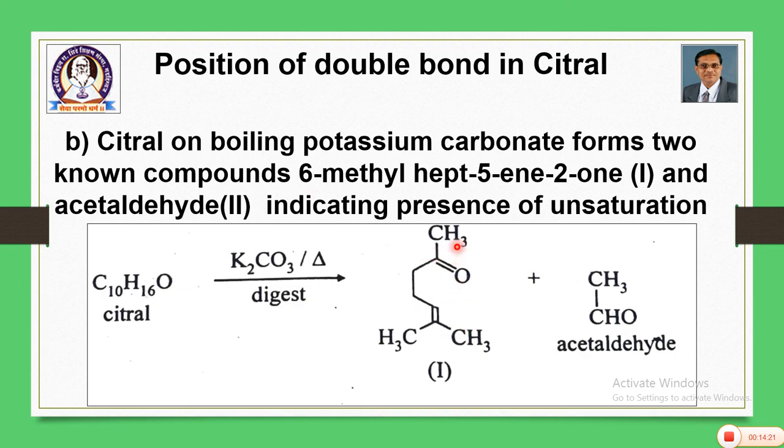6-methyl. So, when we begin from this 1, 2, 3, 4, 5, 6, 6-methyl, it is actually heptene, because 1, 2, 3, 4, 5, 6, 7, 7 is the longest chain. Then at position number 2 there is a ketonic group, and at position number 5 there is a double bond. So, this is the compound number 1 and we get acetaldehyde.